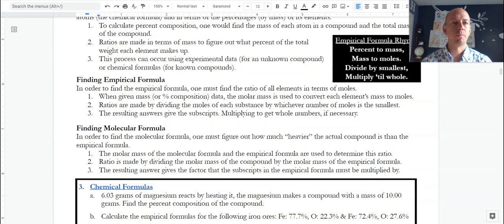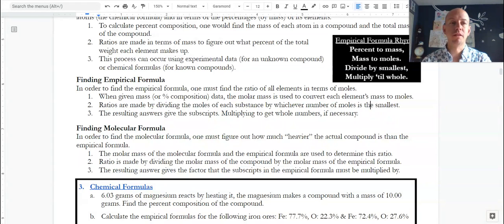Maybe the rhyme helps, and maybe the rhyme will be great on our first test. But when we're thinking end of the school year, if you tried to have a mnemonic device for everything we're going to learn, it might be a little tricky. The idea is convert the things to moles and then look at the ratios. And that's true for lots of different types of problem solving. That gives us our smallest ratio.